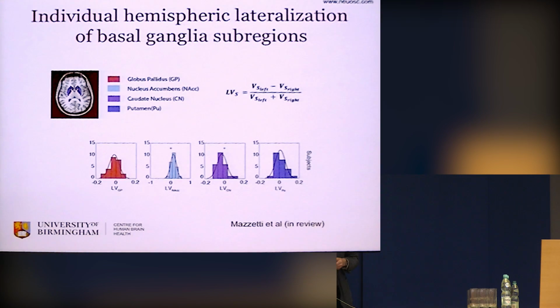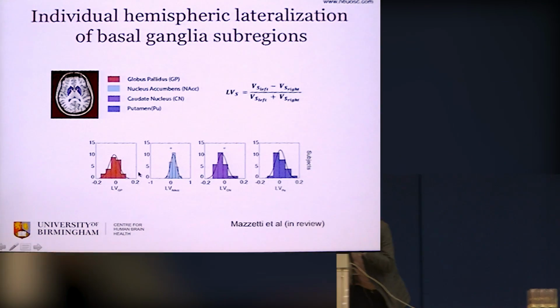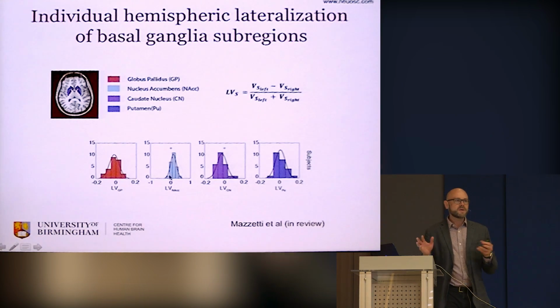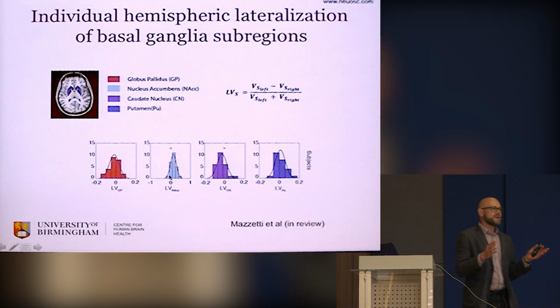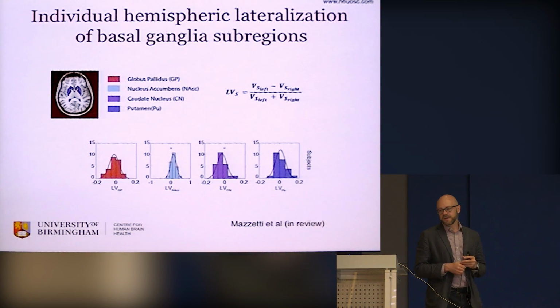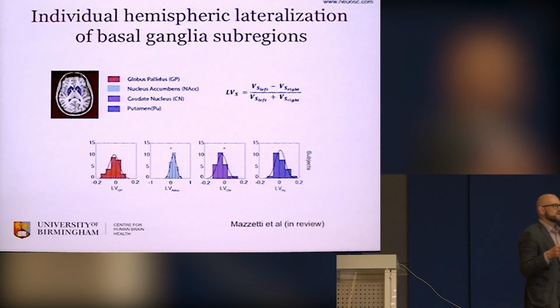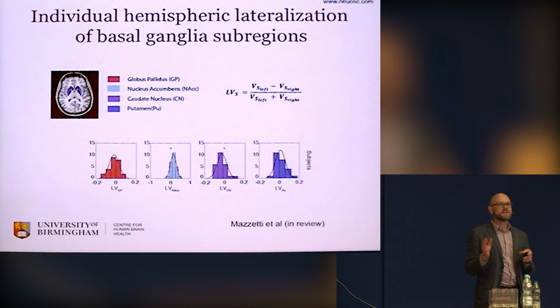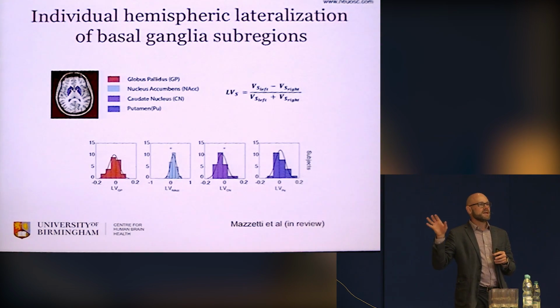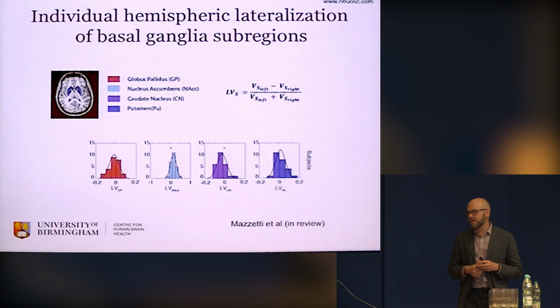What you should appreciate is that, for instance, when it comes to the globus pallidus, there's a left lateralization. But when it comes to the nucleus accumbens, which is difficult to see here, there's a right lateralization over subjects. It just means that typically subjects have a stronger right than left nucleus accumbens. What these inherent lateralizations mean, we don't really know yet, but it's quite striking. We have been able to reproduce this in different studies, so it seems to be a robust phenomenon.